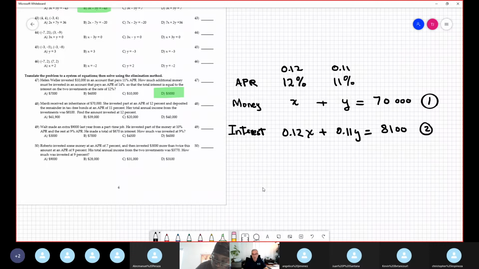Do you understand how you set out the problem, the equations? Any question about how you set them out? It's the same. Remember, interest is equal to money times APR, but with the APR in decimal. It's the only formula that we use in this kind of problem, the investment problem.